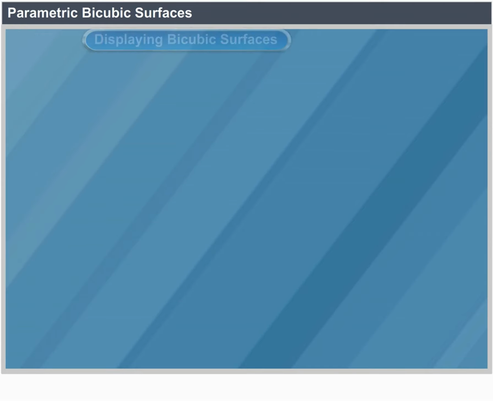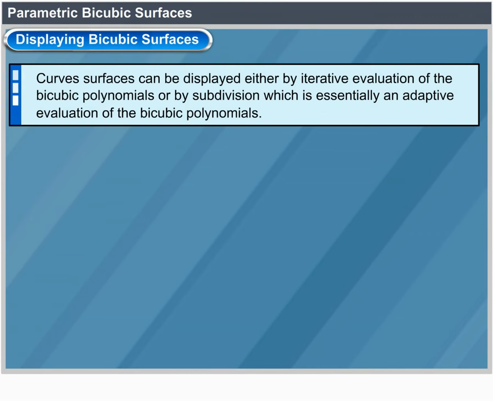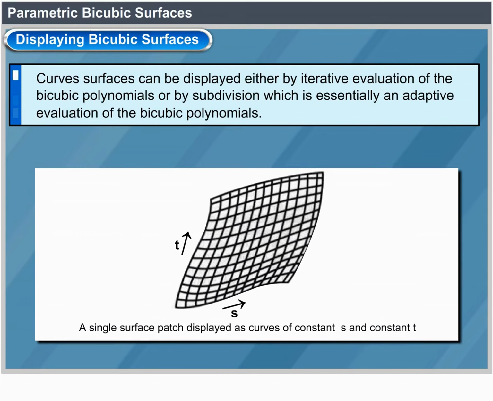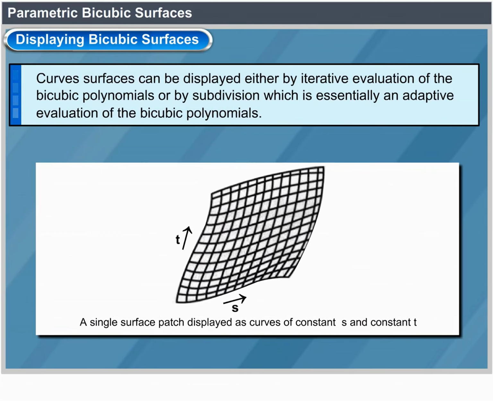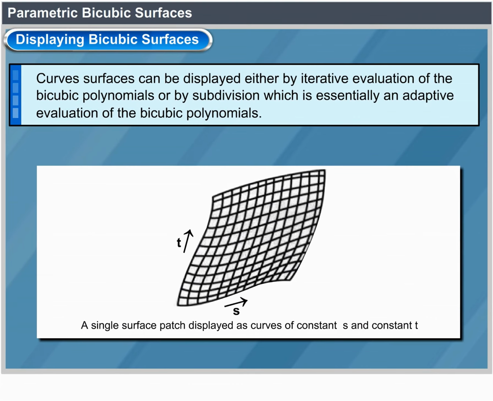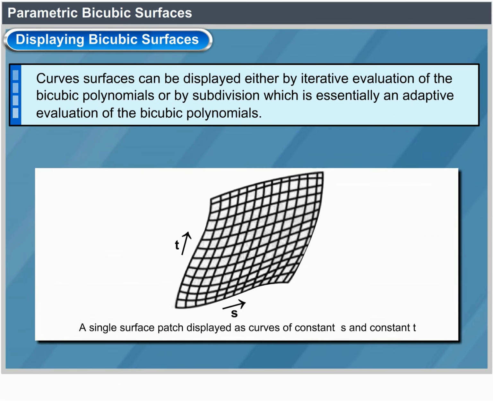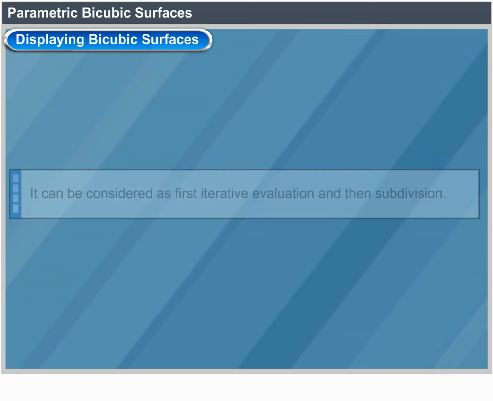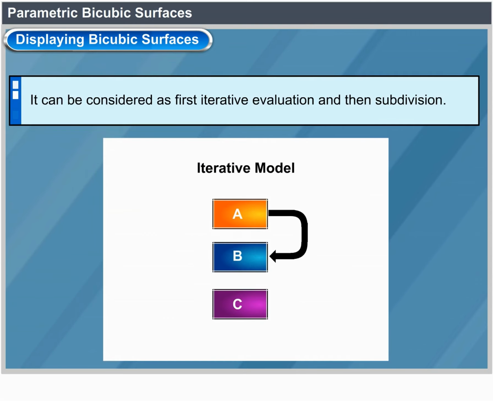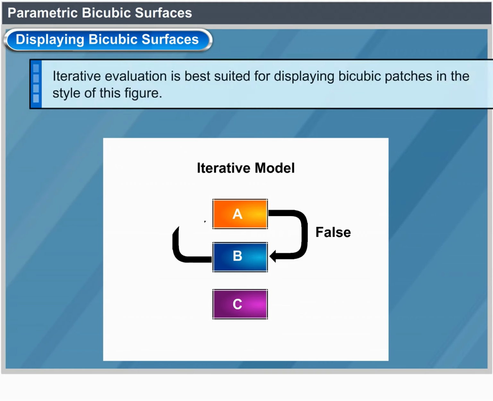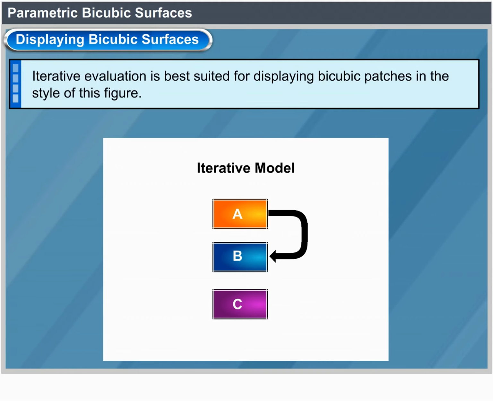Displaying bicubic surfaces. Like curves, surfaces can be displayed either by iterative evaluation of the bicubic polynomials or by subdivision, which is essentially an adaptive evaluation of the bicubic polynomials. We consider first iterative evaluation and then subdivision. Iterative evaluation is best suited for displaying bicubic patches in the style of the figure shown.